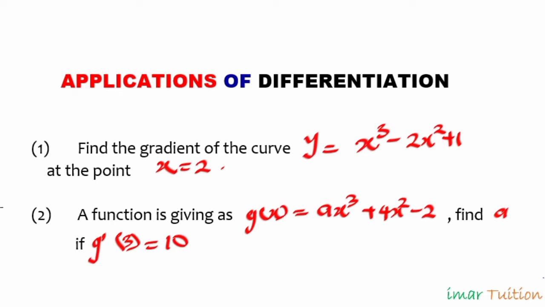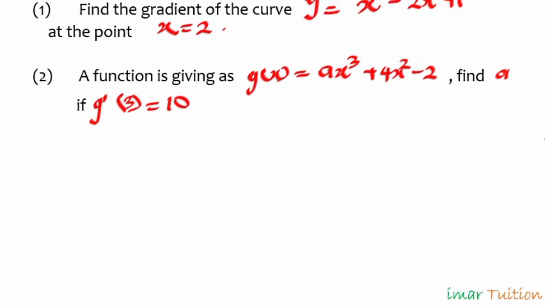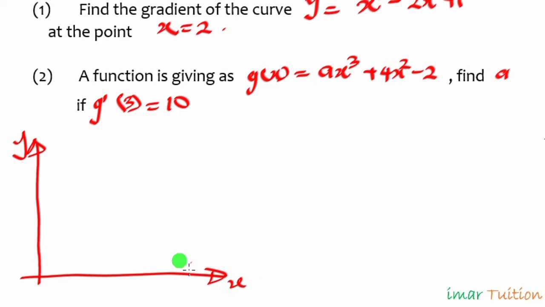The first question here: find the gradient of the curve y is equal to x to the power 3 minus 2x to the power 2 plus 1 at the point where x is equal to 2. If we draw a curve on the graph, with y on the vertical axis and x on the horizontal axis, we have to find the gradient of this curve.